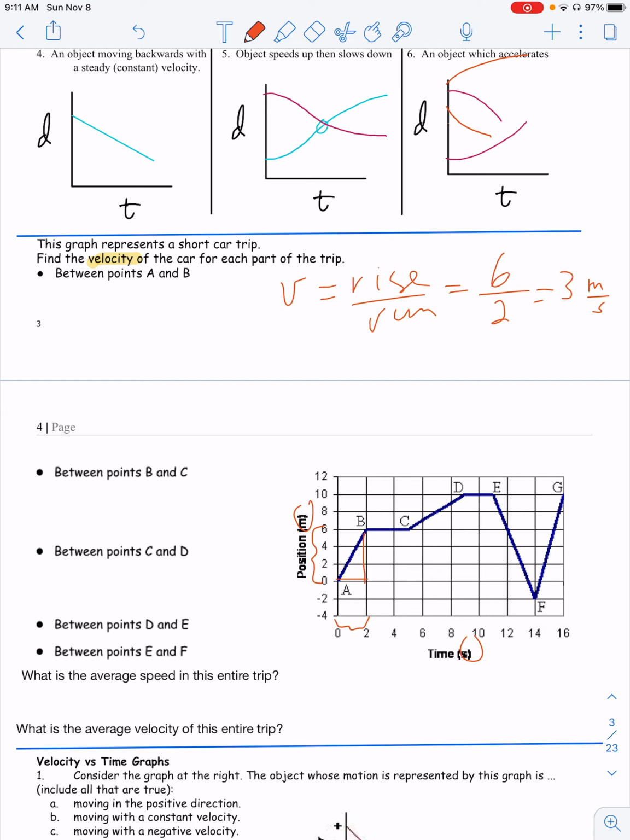A flat line on a D versus T graph means zero velocity. You can see it, there's no rise because it's flat, it's horizontal. Okay, between C and D.